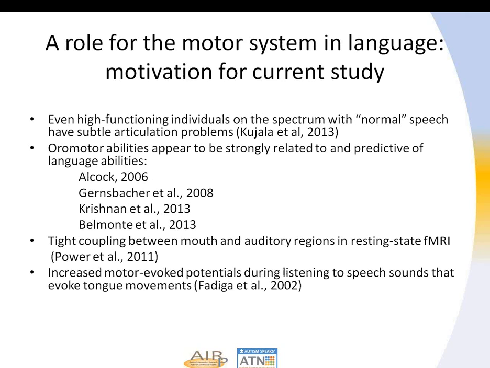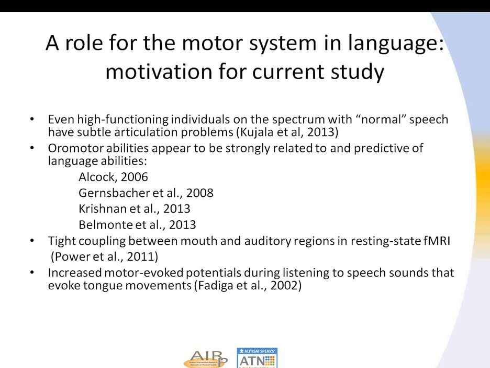So then the question is, to date, when I say a lot of us have observed these, what has research shown about the relationship between the motor system and the language system? And not surprisingly, if we start with the first reference there by Kujala and colleagues, even those individuals on the spectrum who are high functioning are known to have very subtle articulation problems. So clearly that's suggestive of some kind of articulatory motor planning or motor issues potentially.